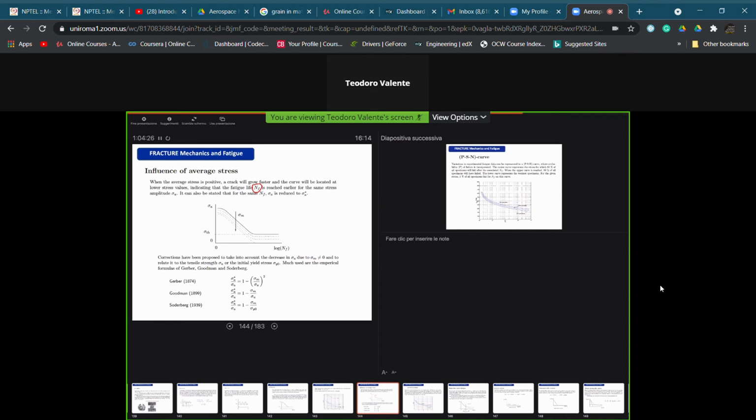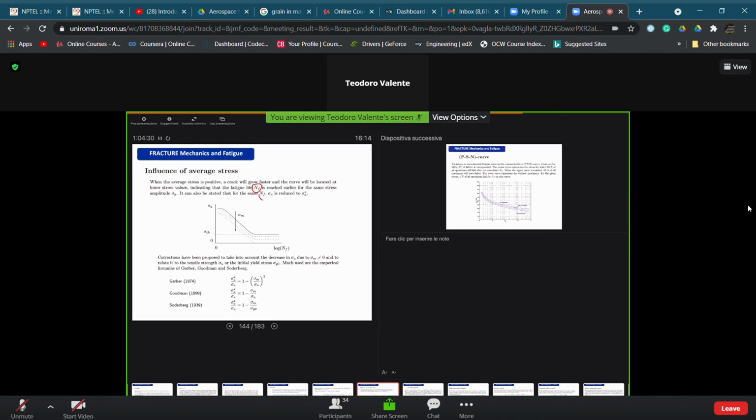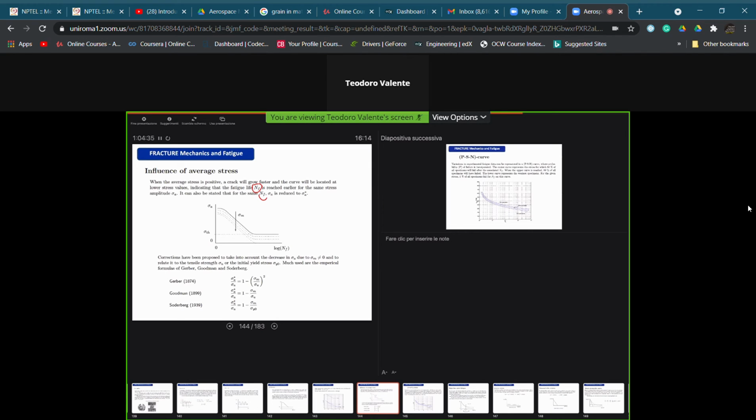In order to define, for a given number of cycles to failure, the reduction between the value of the maximum stress applied when the average stress is equal to 0 and the real stress which can be applied to have the same number of cycles to failure when the average stress is increased to values higher than 0.